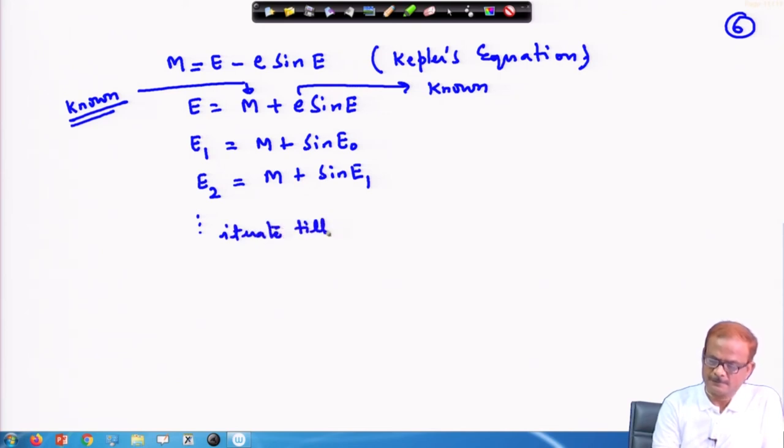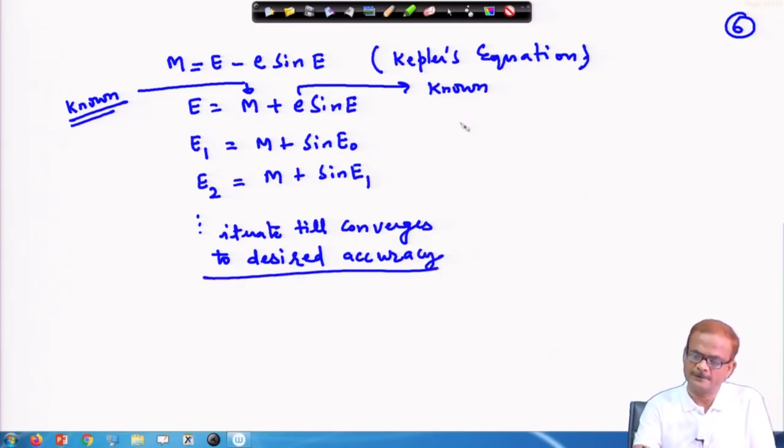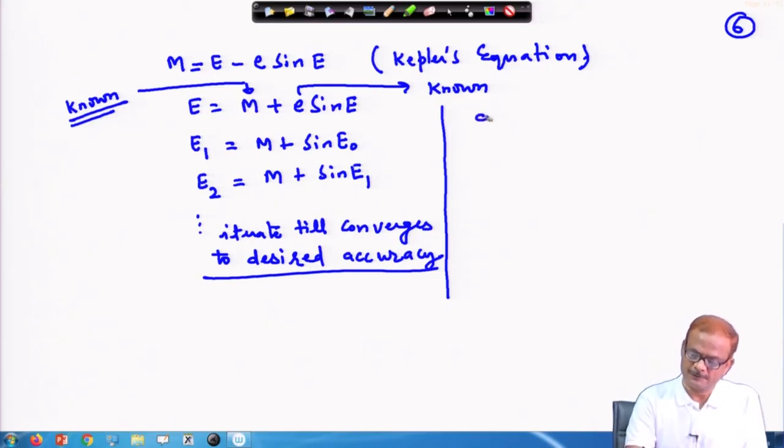Okay. So, iterate till it converges to desired accuracy. So, this is a primitive way of doing it. Another way of doing it can be using the Newton's method.